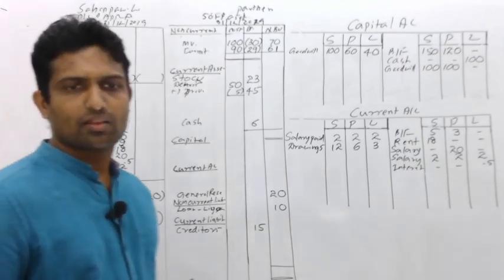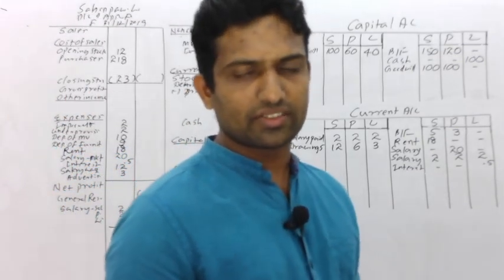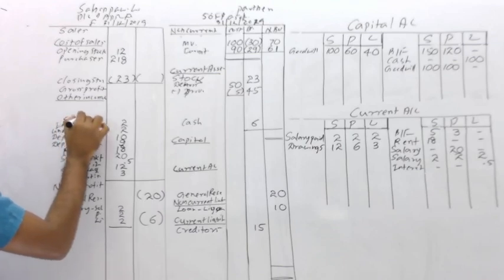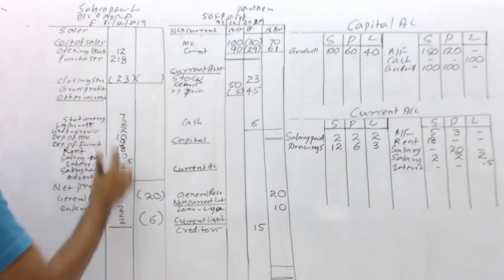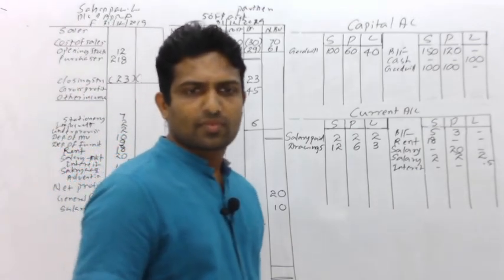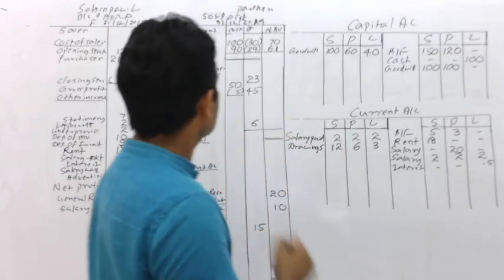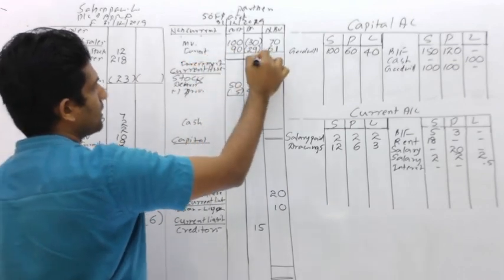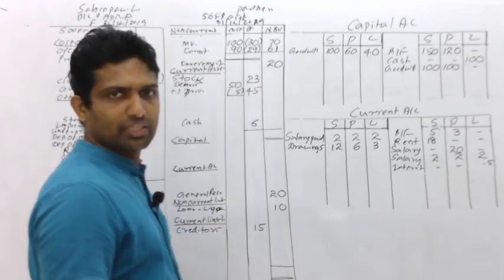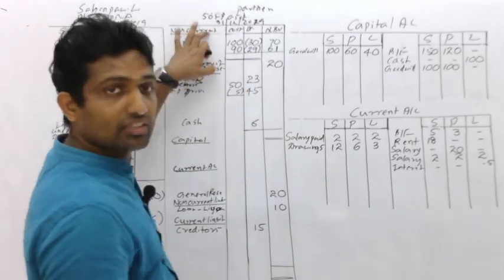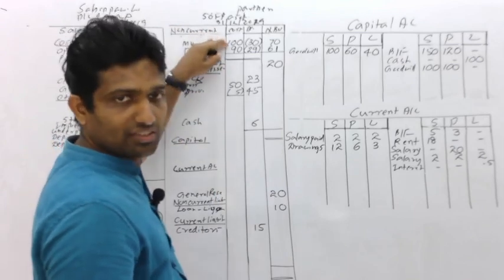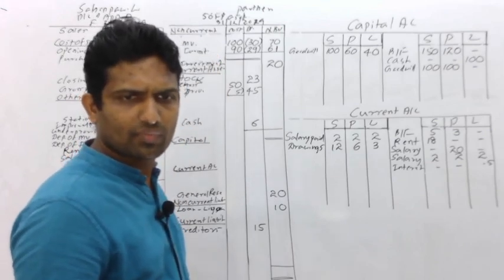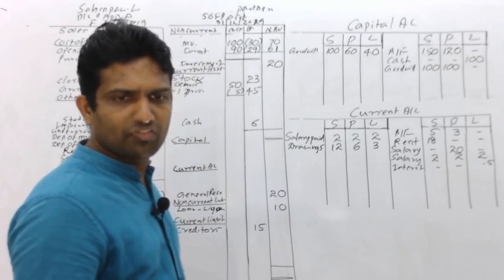Next. Motor vehicle, furniture, stationery 7. That should come under expenses. Stationery 7. Then investment 20. That is investment within the economy, a financial asset. That is coming under non-current assets. Then bank balance, freehold land is 300.